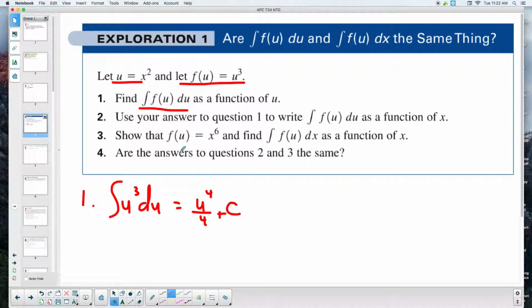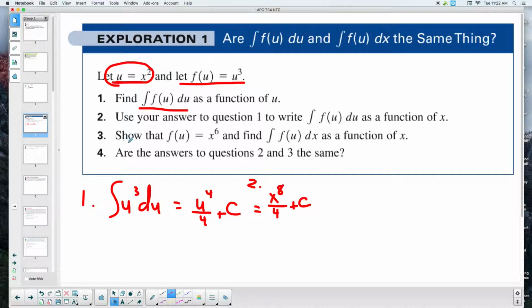All right, now write that as a function of x. Now u equals x squared, so we'll substitute x squared in. We've got x squared to the 4th, which is x to the 8th over 4 plus a constant. So the antiderivative of f of u du equals x to the 8th over 4 plus c.